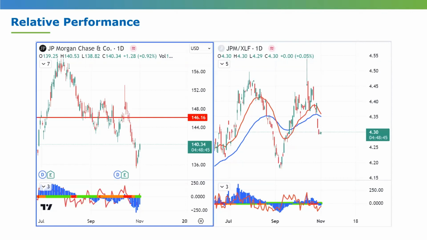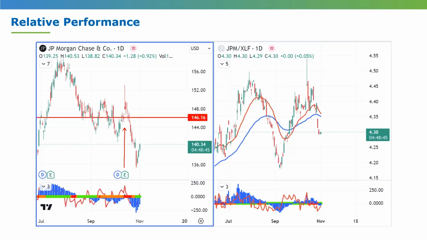JP Morgan had its earnings a couple of weeks ago at the start of earnings season, like all the major banks do. And what we saw during this earnings announcement, as you can see, this is where the earnings announcement happened. What we saw with JP Morgan was first some bullish price action heading into that earnings announcement. That's the first thing you want to look at. You want to see, okay, how is the stock behaving a few days ahead of earnings?